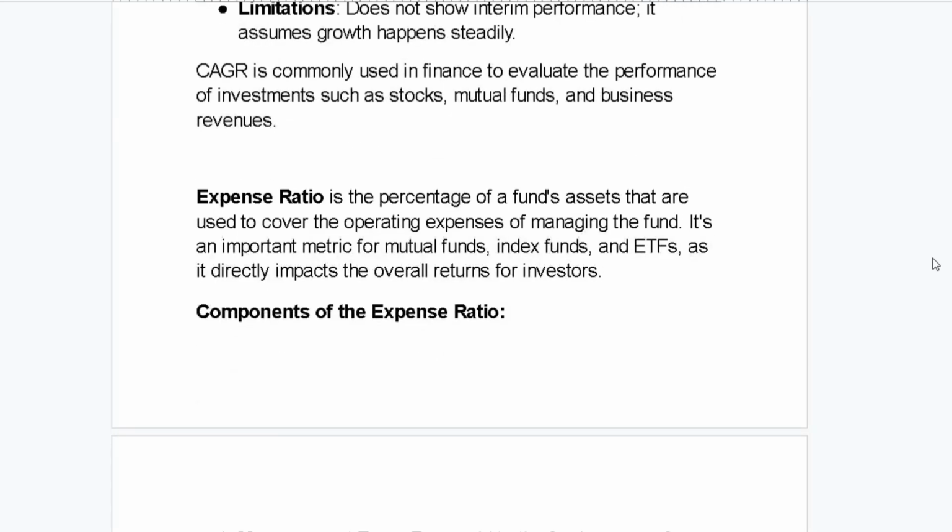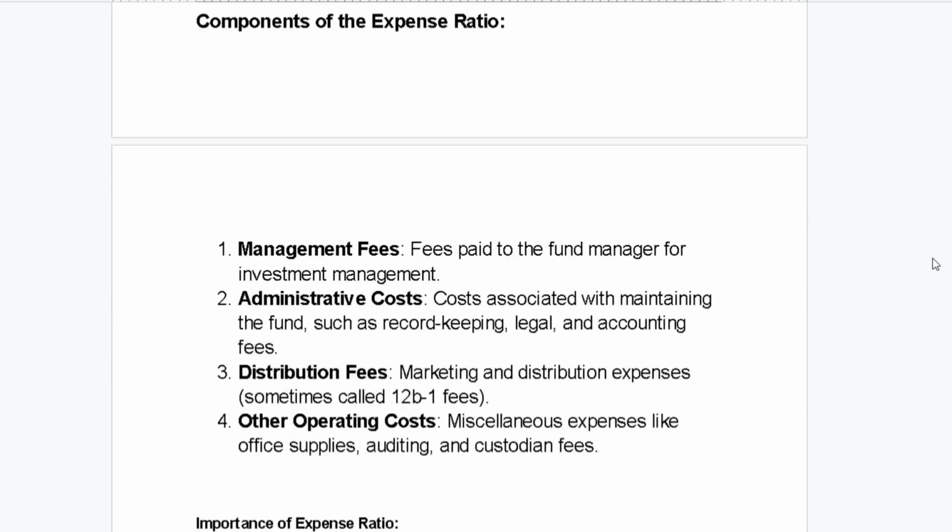Now the expense ratio is the percentage of a fund's assets that is used to cover the operating expenses of managing the fund. It is an important metric for mutual funds, index funds, and ETFs as it directly impacts the overall return for investors. Now the components of the expense ratio are management fees, the fee paid to the fund manager for investment management; administrative costs associated with maintaining the fund, such as record keeping, legal and accounting fees; distribution fees, that is marketing and distribution expenses; and other operating expenses, which may include office supplies, auditing, and custodian fees.